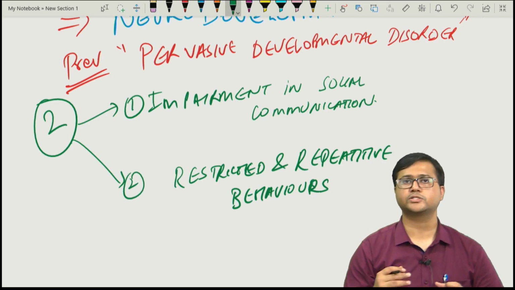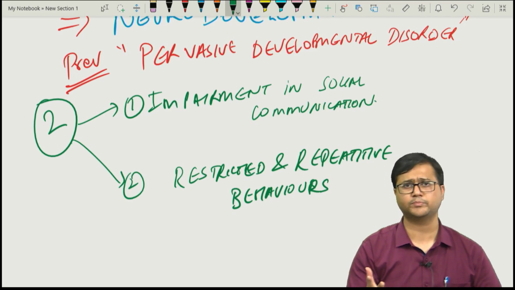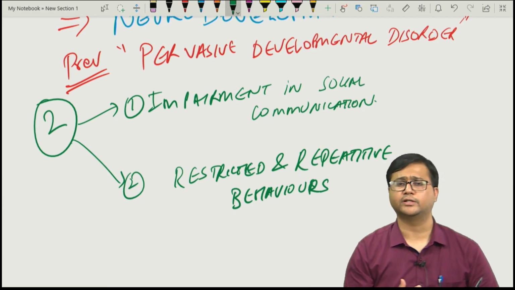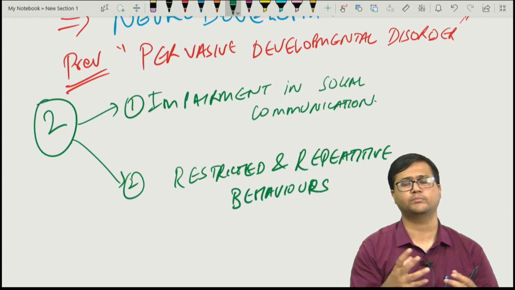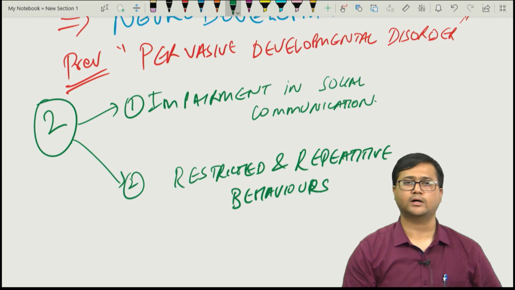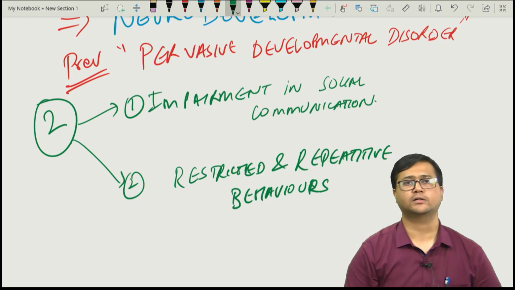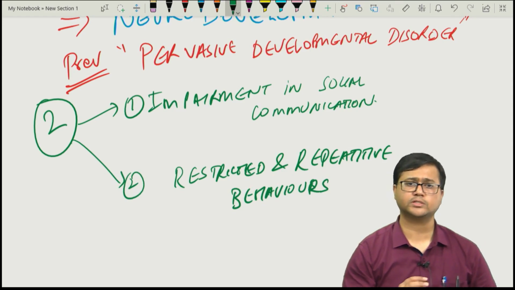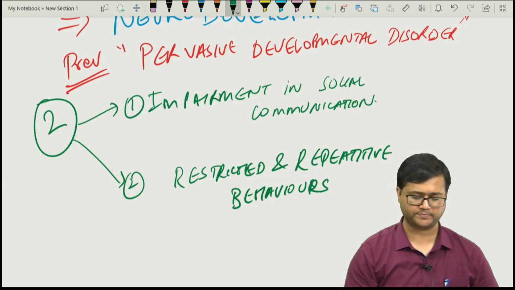Similarly, there is restrictive or repetitive behavior. There will be certain behavior which will be repetitive. For example, a child may continuously bang his head or hand somewhere, or may play with toys in a very peculiar or particular way. For example, a boy given a toy car may just take the tire out and start playing with the tire instead of the entire car. So this is how they present with restrictive and repetitive behaviors.